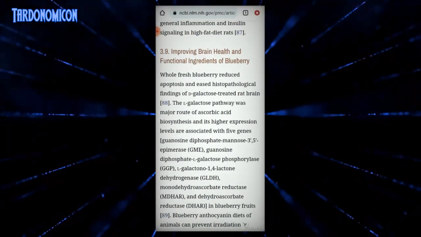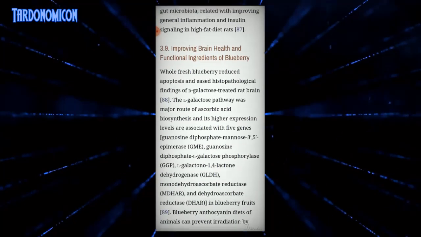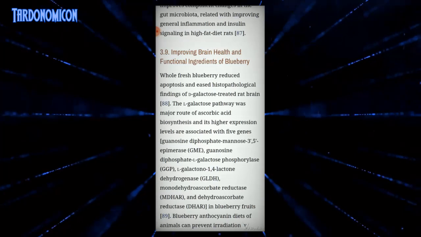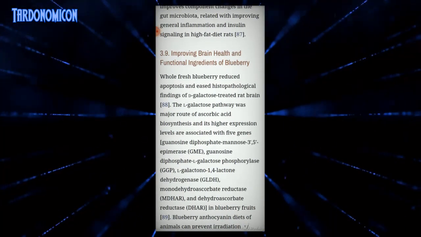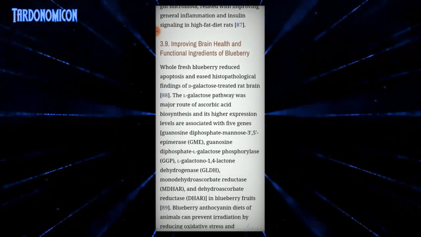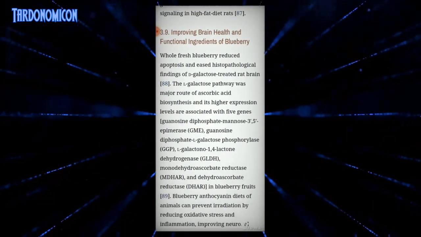Dr. Amen, who I don't really like very much anymore because he went a little kooky, but Dr. Amen, Daniel Amen, he talks about blueberries. He calls them brain berries. You should read his book, Making a Good Brain Great.